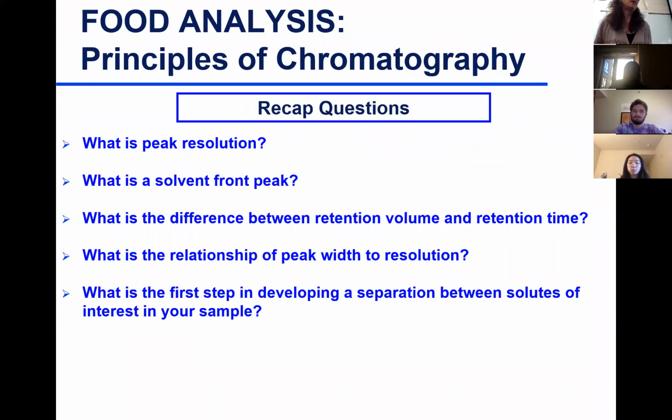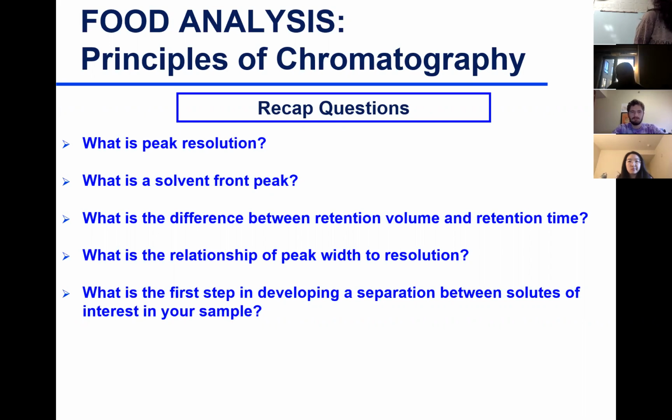Okay, I have a few slides to finish here with principles of chromatography, and then I'll move on to HPLC. So we'll get started where we left off last time. Who can define peak resolution? When we say peak resolution, what do we mean by that? Simple.